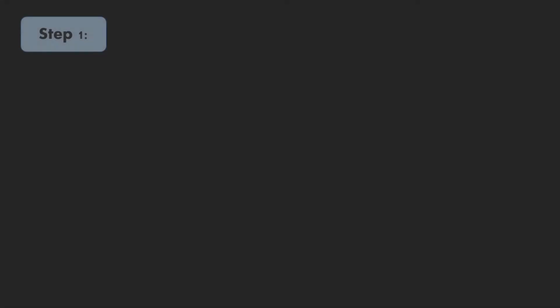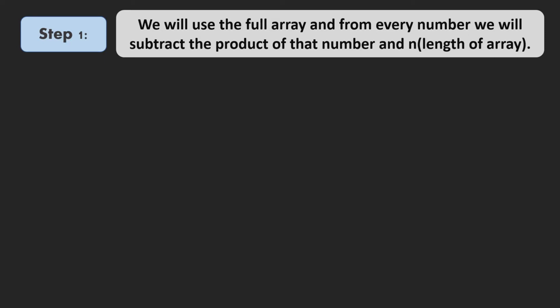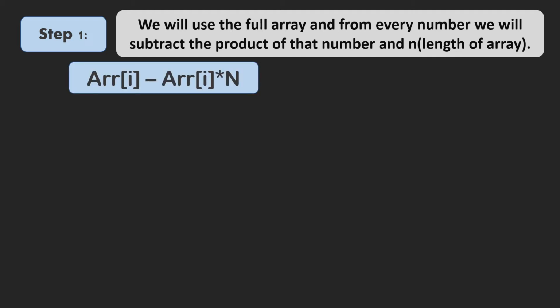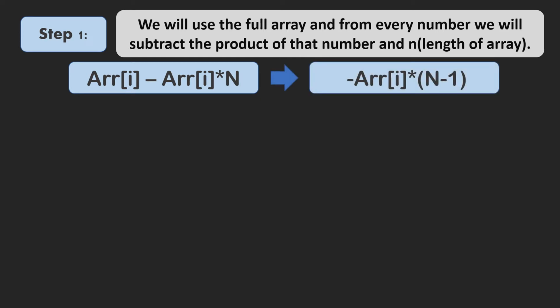First, step 1. We will use the full array in this case, which means we can use multiples of n, which is the length of the array. Now we loop through this array and do the following on each element. Subtract the product of the element and n from the element. We get the following for each element.